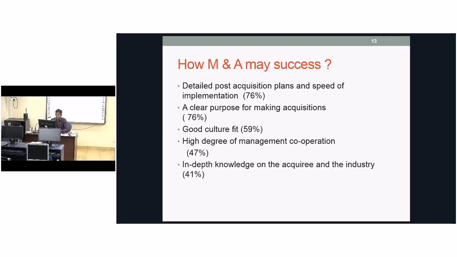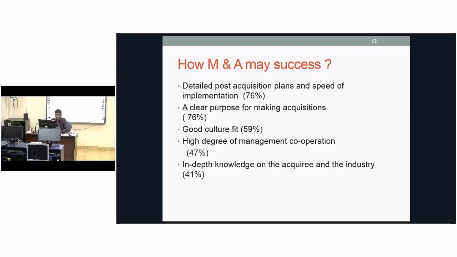And then the next one is a clear purpose for making the acquisition. This is another important thing. As I told you, sometimes companies take over others but don't have a clear idea why they need to take over the firm. This is where, when I'm explaining about IOC and Servo, one of the first things that you need to decide is your target company.